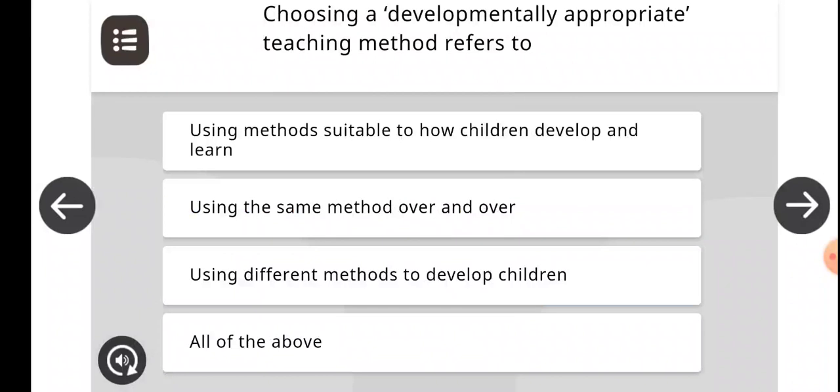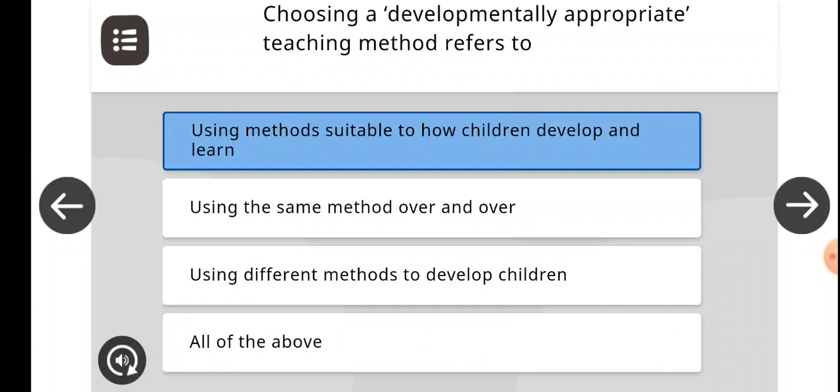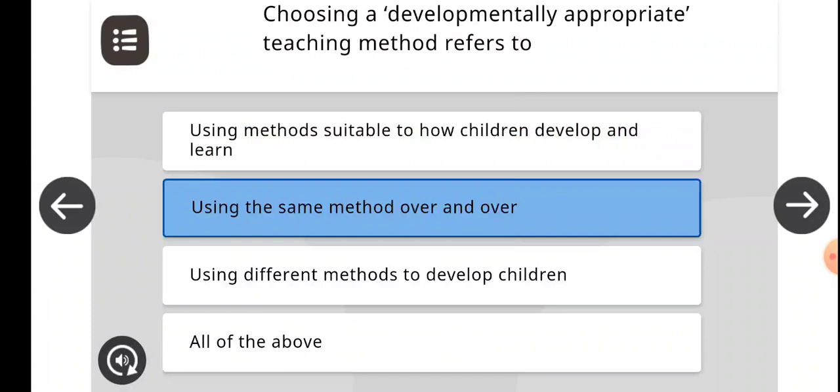Choosing a developmentally appropriate teaching method refers to what? So we need to choose a method which is developmentally useful. Using methods suitable to how children develop and learn, or using the same method over and over? No. Through the trainings, as days pass, we are changing ourselves and we are changing our teaching techniques. So this is not the right answer.